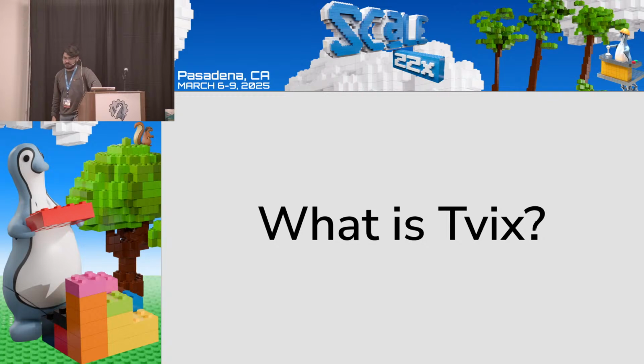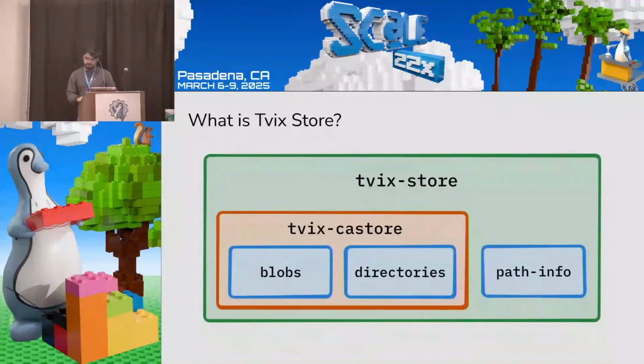So the solution we found was using Tvix. So what is Tvix? Tvix is a modular reimplementation of Nix written in Rust. It has a number of different components, and they can be used in different cases, very modular, and the one that we're going to be looking at is the Tvix store.